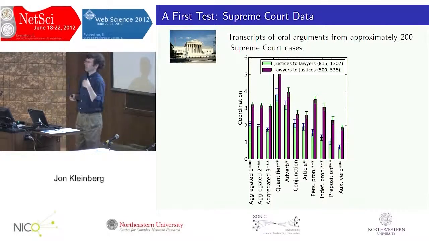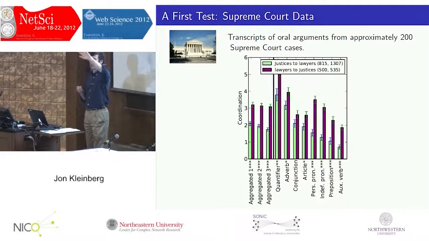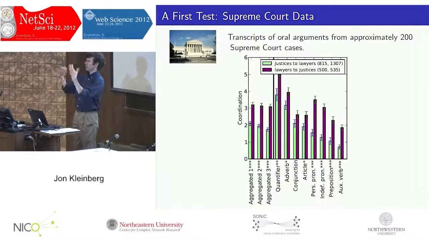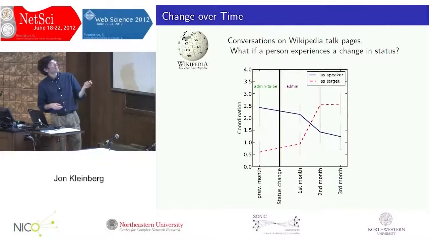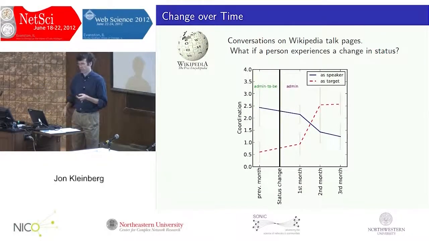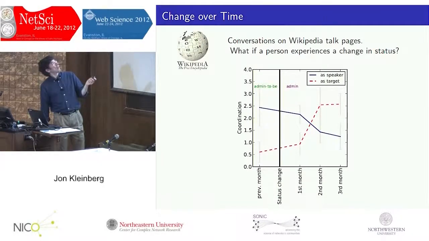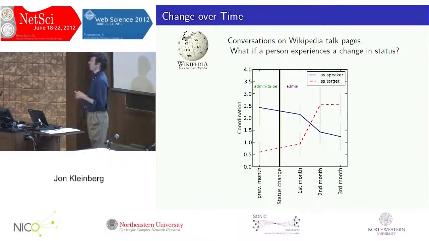And you could ask, how does their level of coordination change when they go through that transformation? And how does the world's coordination to them change? And in fact, it goes exactly like these hypotheses would suggest. So this, the red dotted line, is when they're the target of speech. This is the moment they got promoted. Here is the previous month before they got promoted. How much is the world coordinating to them? They got promoted. And here's how much the world is coordinating with them one, two, and three months afterwards.